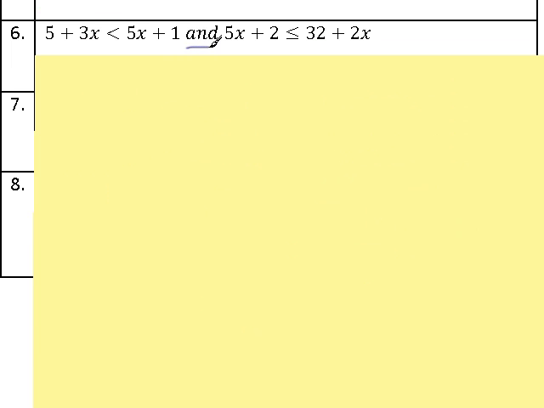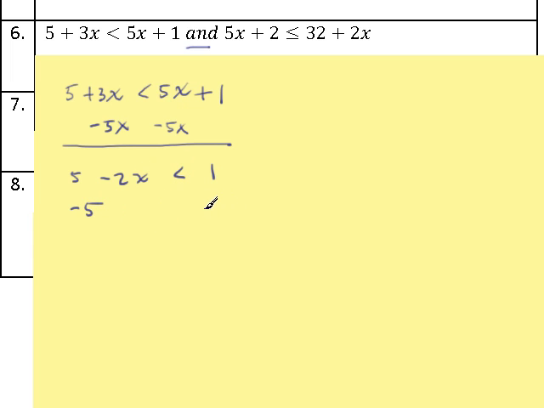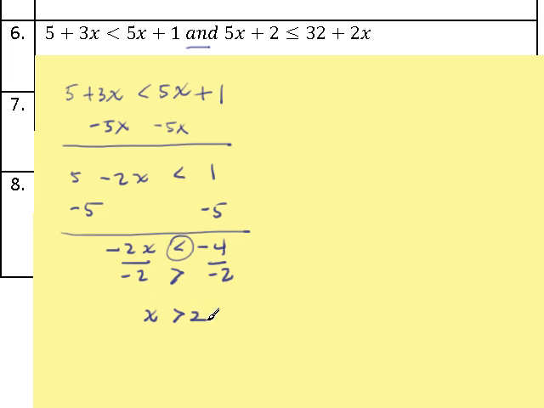Here we have two inequalities connected by an and. So let's start by solving them separately. Sorry, that's 5 plus 3x less than 5x plus 1. All right, so let's say we subtract 5x from both sides. Here we have 5 minus 2x less than 1. Subtract 5. Minus 2x less than minus 4. And now we divide by minus 2, and the direction changes. So here we have x greater than 2.